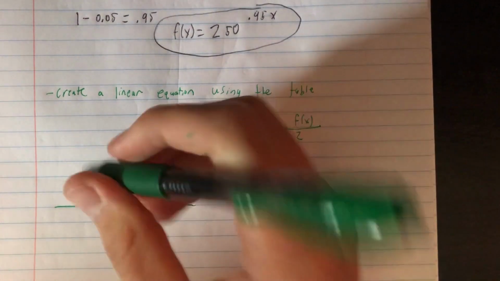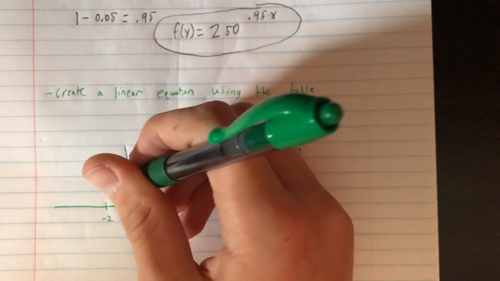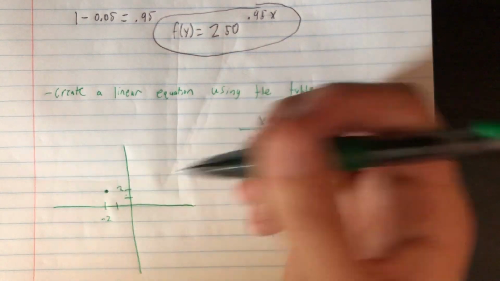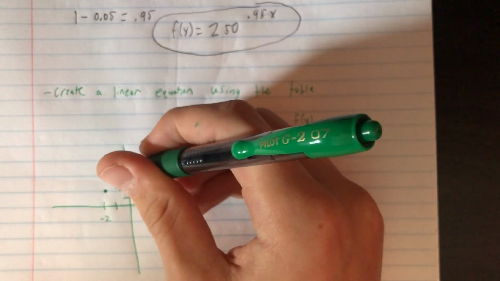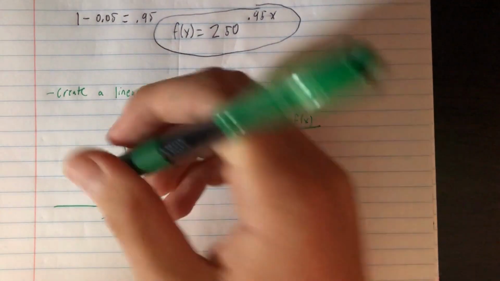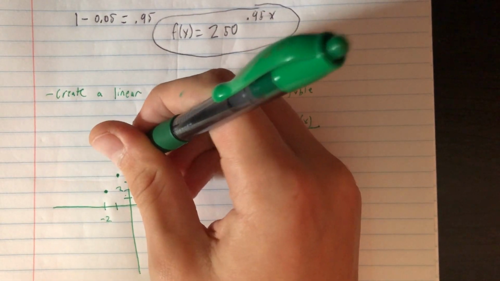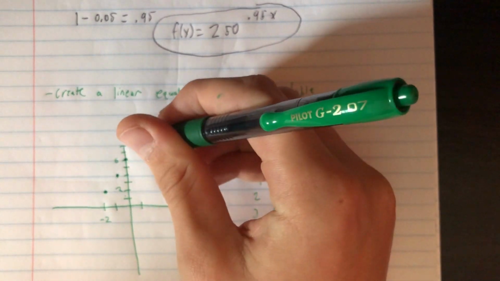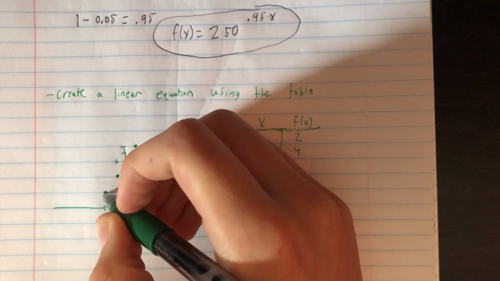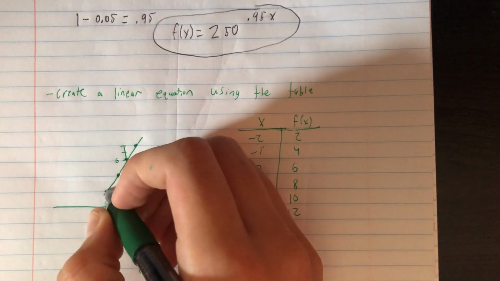We look at the points: -2, 2. Put a point there. -1, 4. Put a point there. 0, 6. Put a point there. 1, 8. Put a point there, and so forth. This will give me enough to know my y-intercept and my slope.